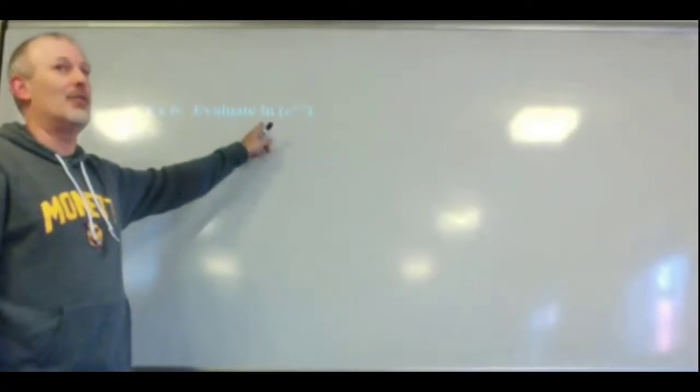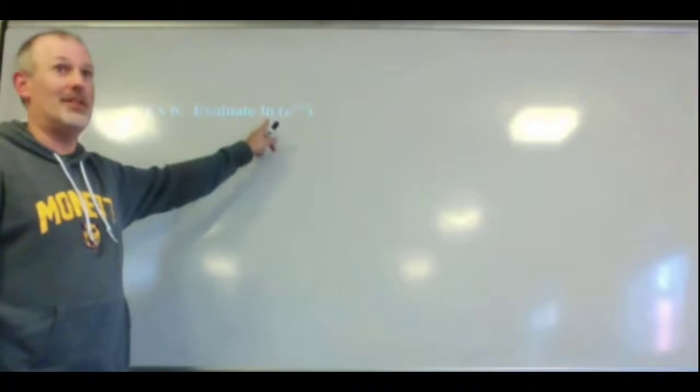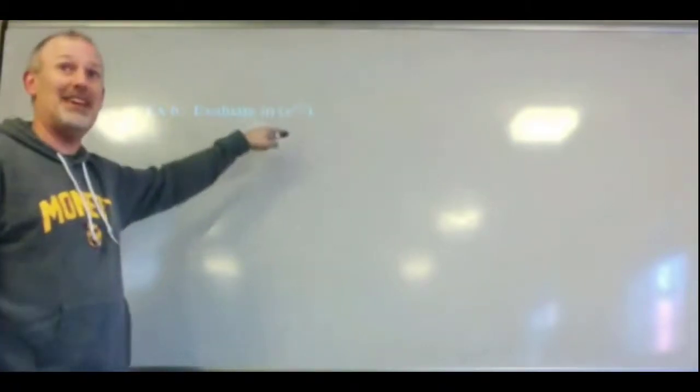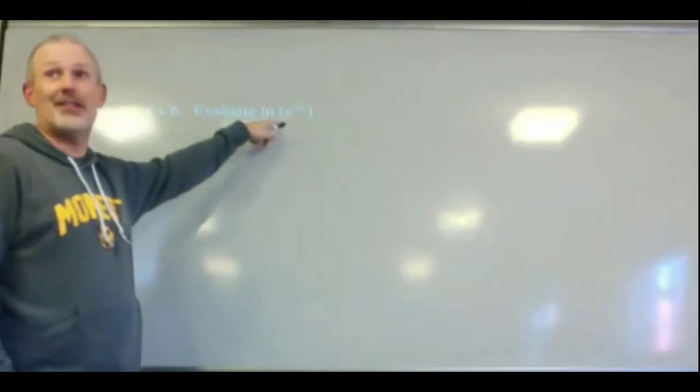Natural log of e to the 1/2 power. What do we think about this? You plug it into the calculator. You actually could, but we don't need to. Why? What's the base of this logarithm? ln e. What's the base? E. ln is automatically base e. It's base e when you have ln, right?